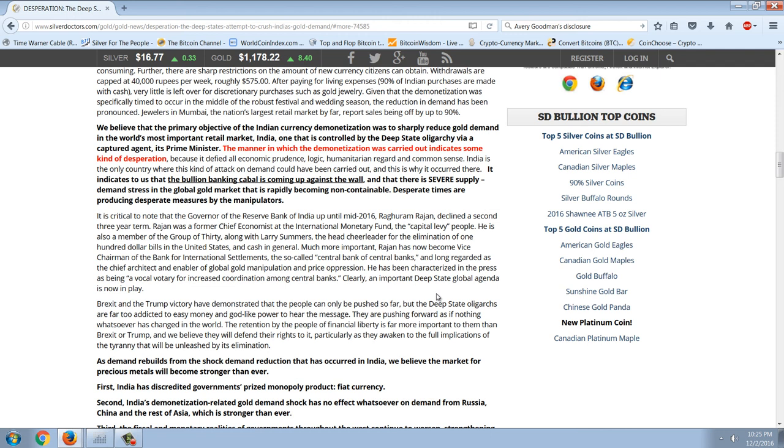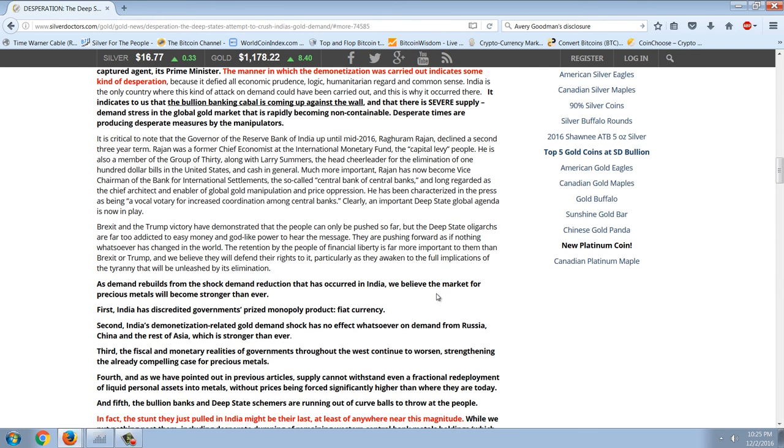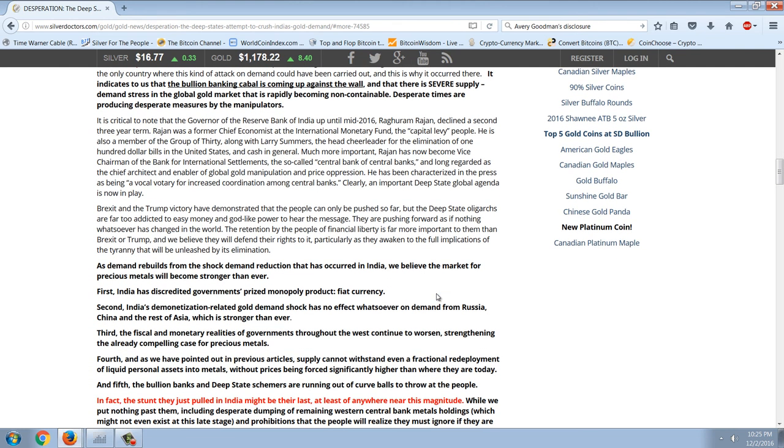It indicates to us that the bullion banking cabal is coming up against a wall, and there is a severe supply-demand stress in the global gold market that is rapidly becoming non-containable. Desperate times are producing desperate measures by the manipulators.